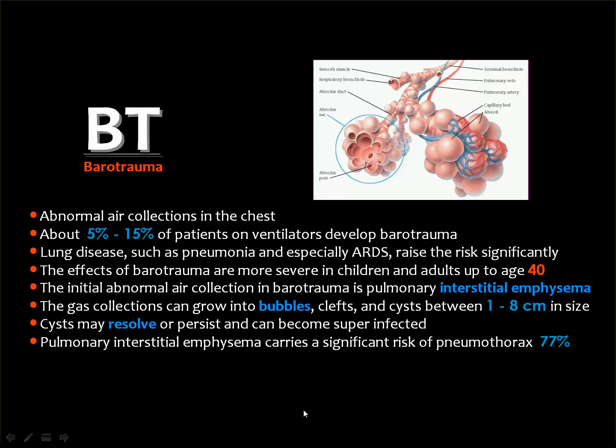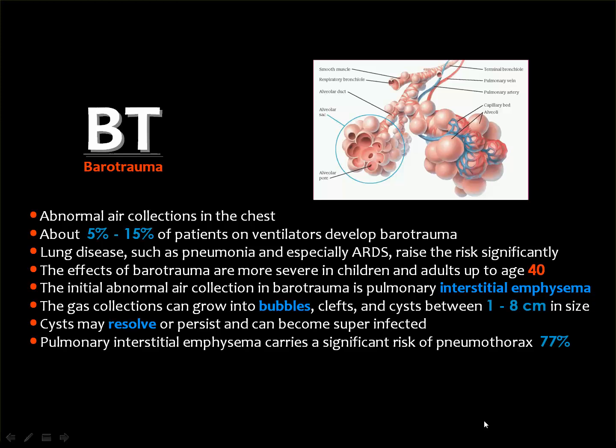And this will lead us to the issue of barotrauma, which is an abnormal collection of air in the chest. And this means in the lung, in the pleura, or in the mediastinum. Up to 15% of patients on ventilation develop barotrauma, and the lung diseases will increase the risk of the development of barotrauma. The effects of barotrauma are more severe in children and young adults.